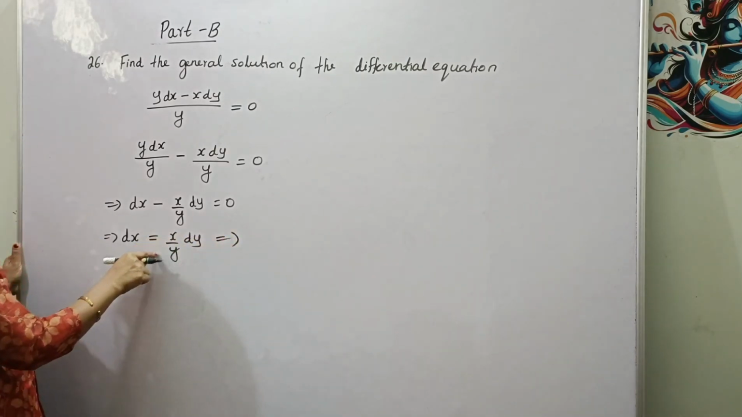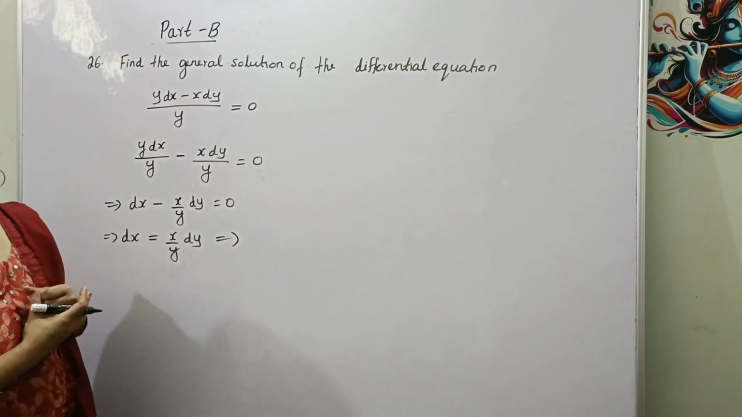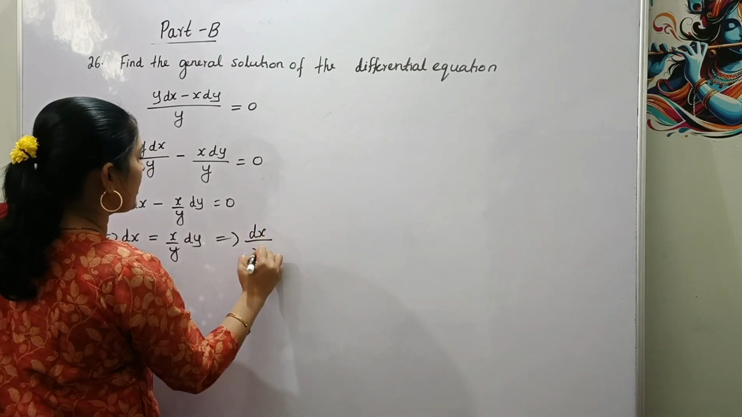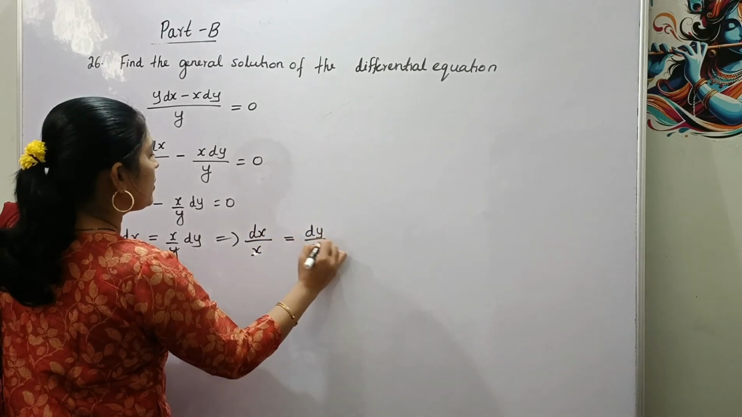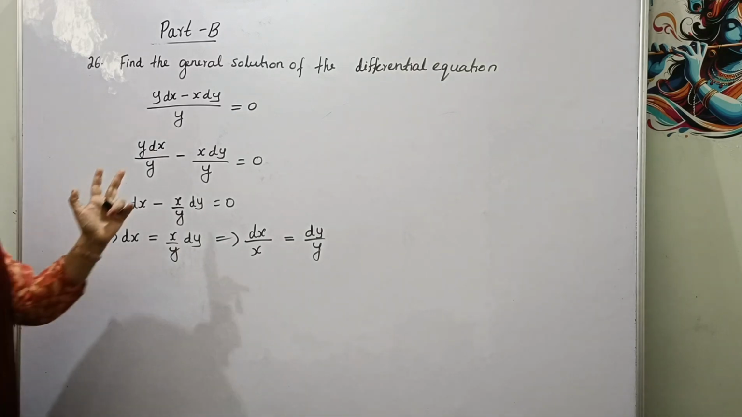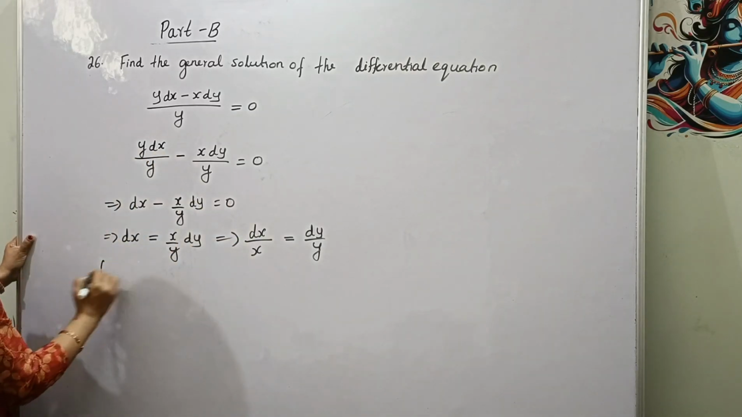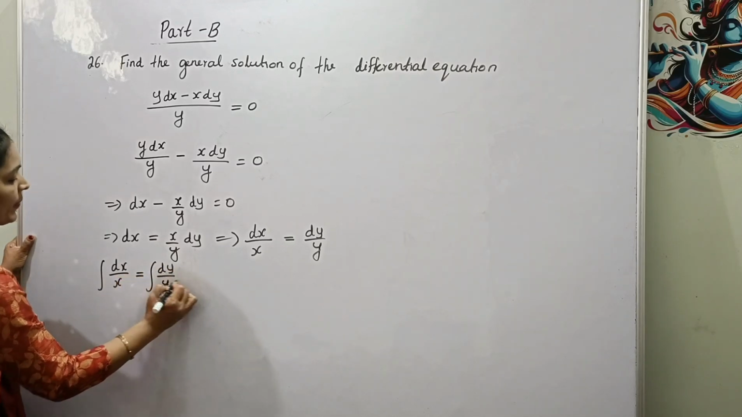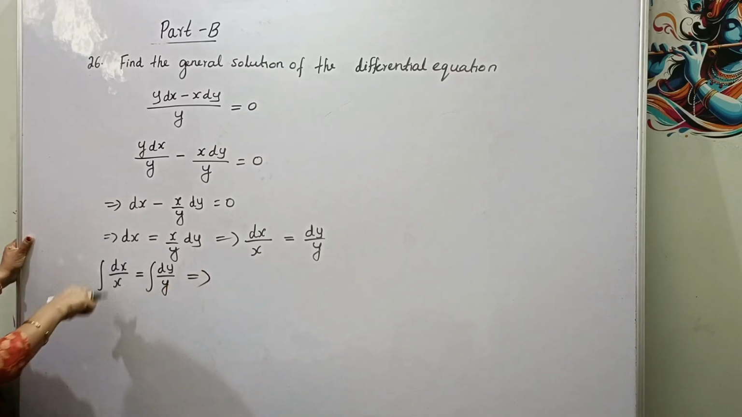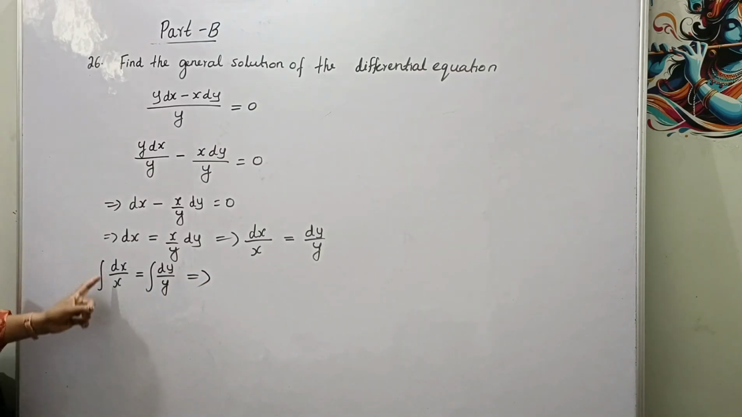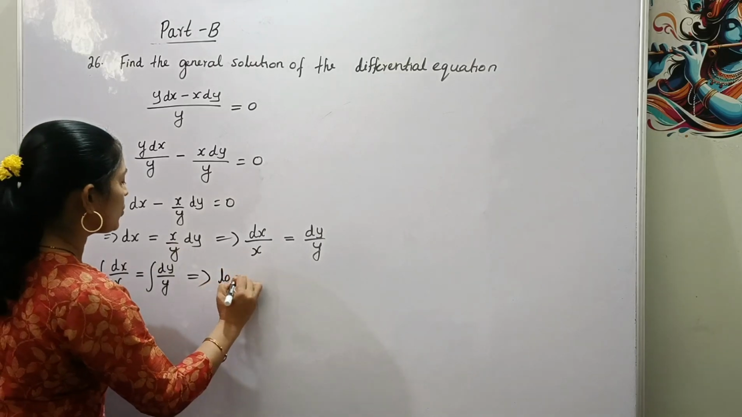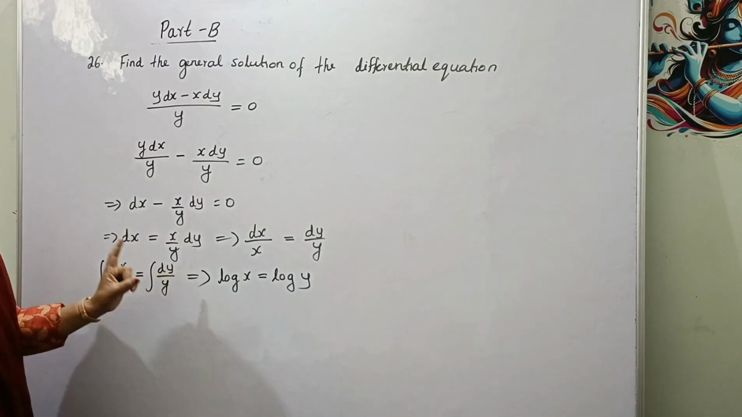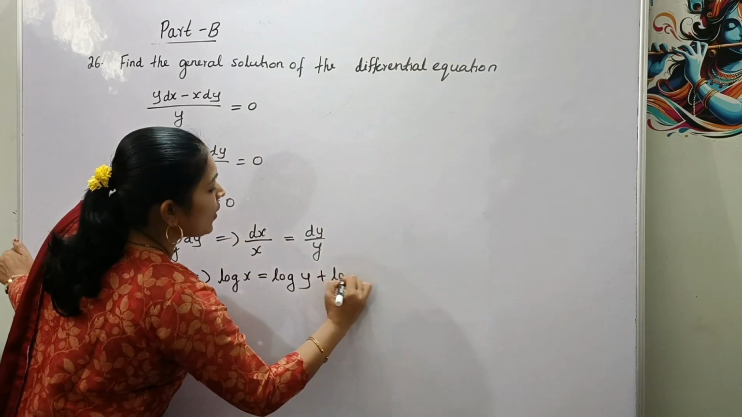That implies take x to this side so that we can apply the variable separable method, right? So take x to the left side. So dx divided by x is equal to dy by y. Now integrating on both sides, the integral of dx divided by x is equal to the integral of dy by y. That implies the integral of 1 by x with respect to x, 1 by x dx is log x, right? So log x is equal to log y, since the integral of 1 by y dy is log y, and take the constant as log c.